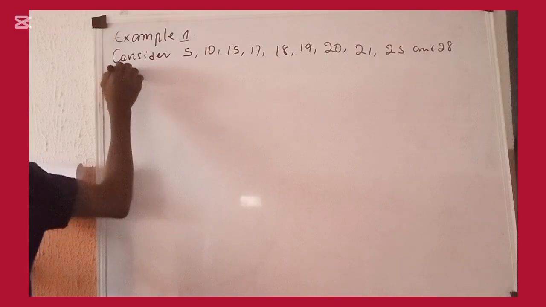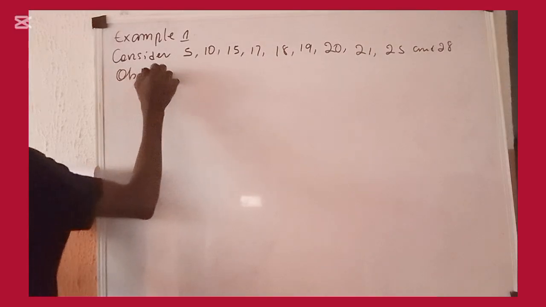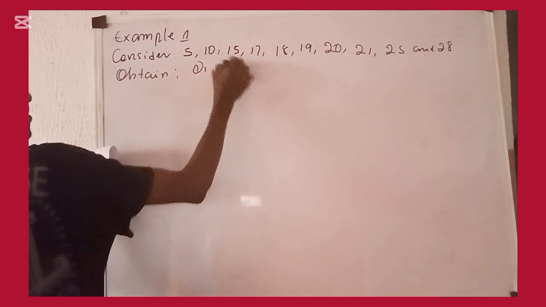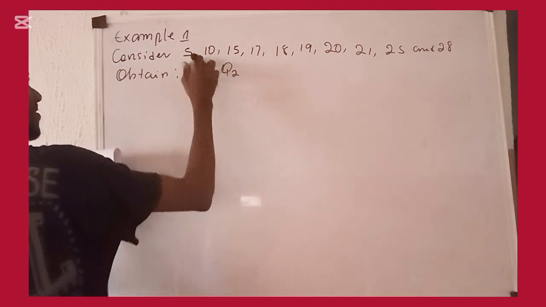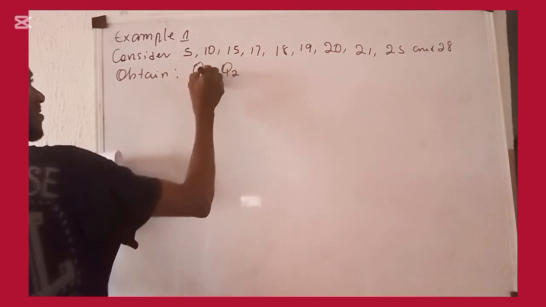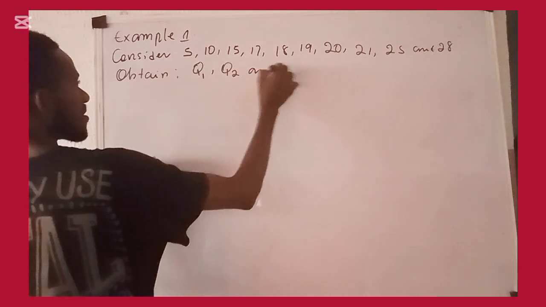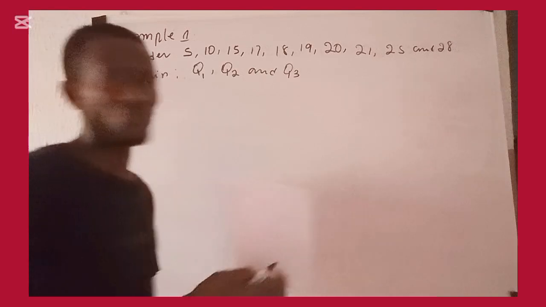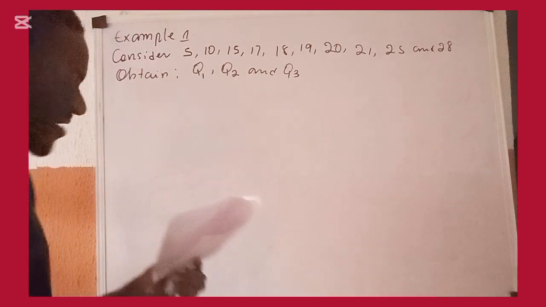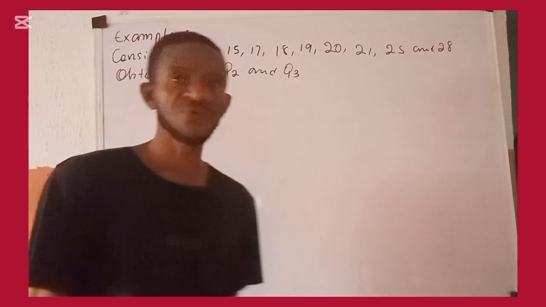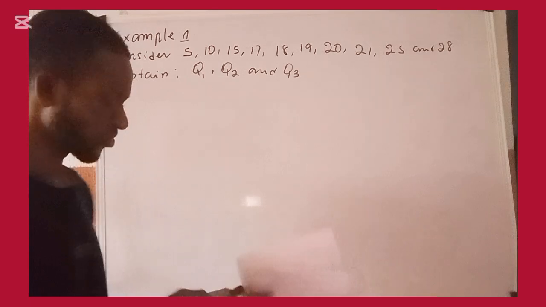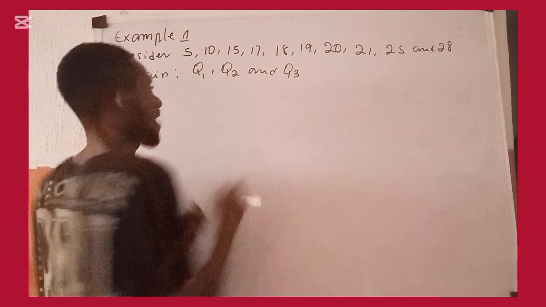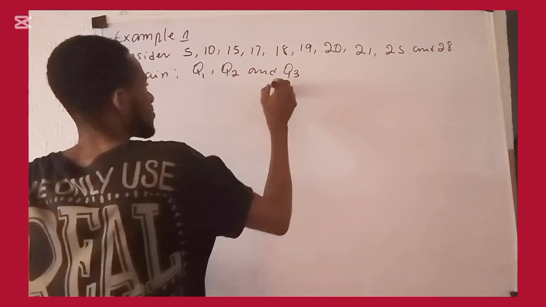He said obtain Q1, Q2, and Q3. That's the question they are asking us. We should obtain from this data set Q1, Q2, and Q3. So what we are going to do is still very simple. What we are going to do is to write the solution. We have the solution.